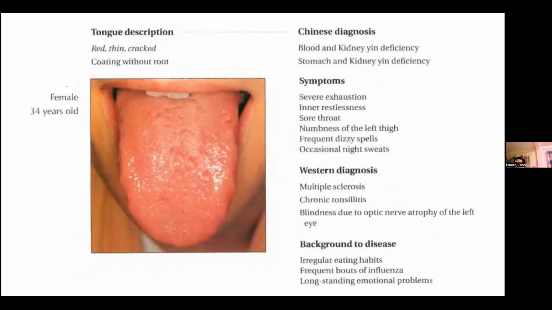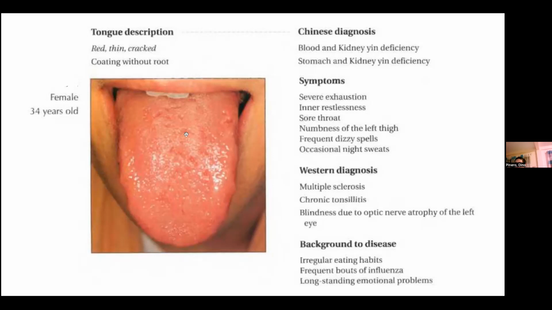Next, we have a female and 34 years old. Ang tongue po niya is red, thin, and cracked. So check po natin yung picture. Ibig sabihin, this indicates that there is blood and kidney deficiency. The coating is without root, indicating that there is a stomach and kidney yin deficiency.